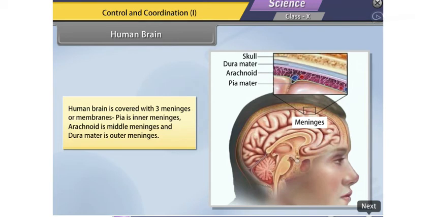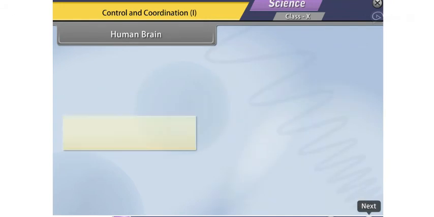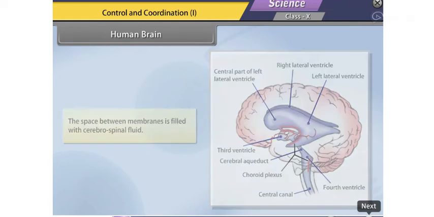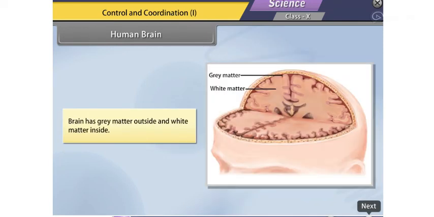Pia is inner meninges, arachnoid is middle meninges, and dura mater is outer meninges. The space between membranes is filled with cerebrospinal fluid. Brain has grey matter outside and white matter inside.